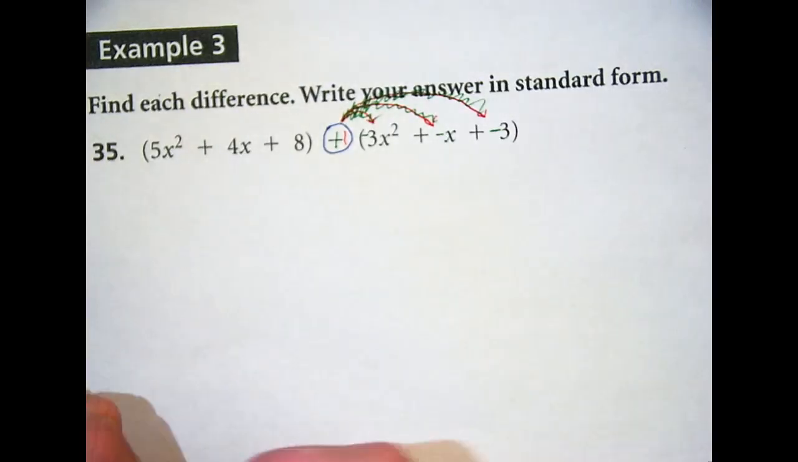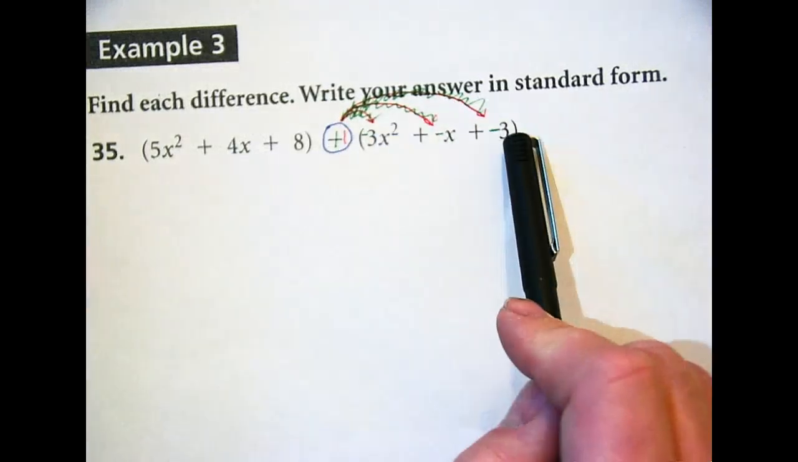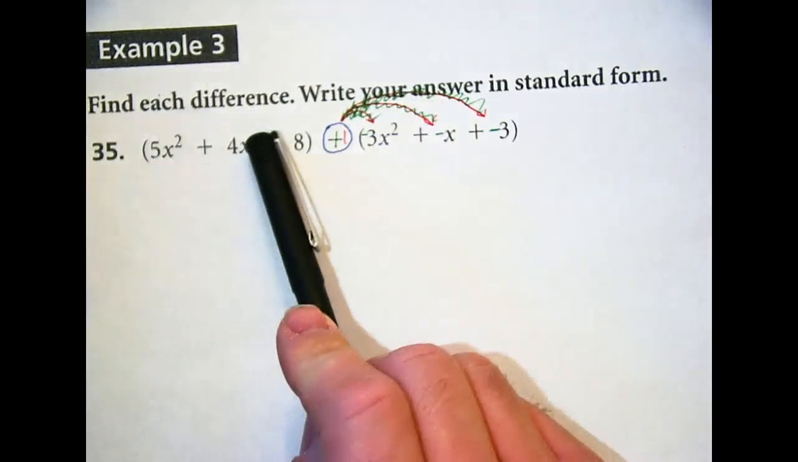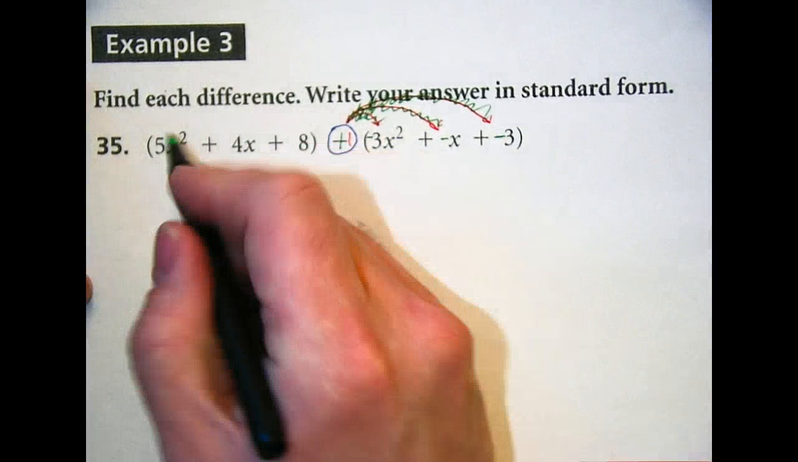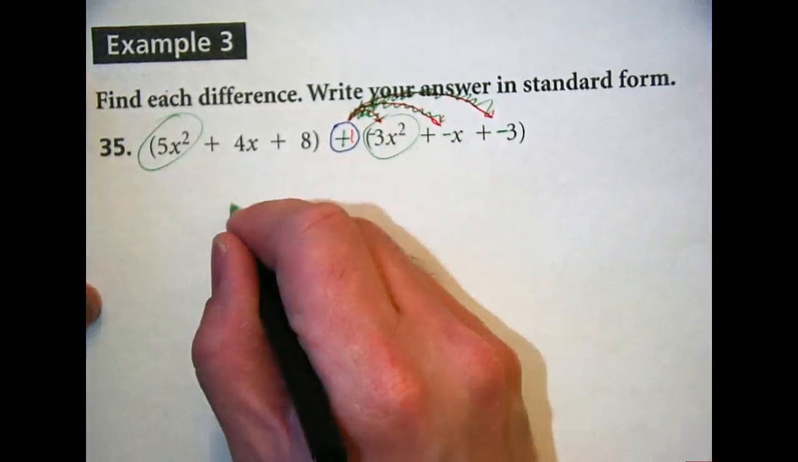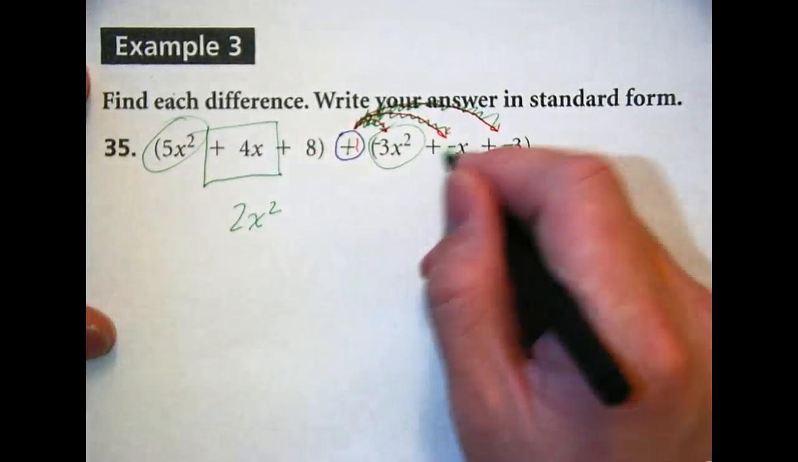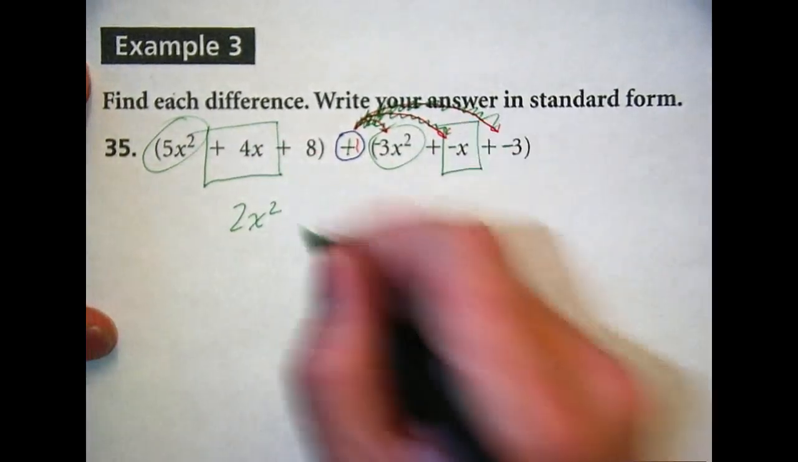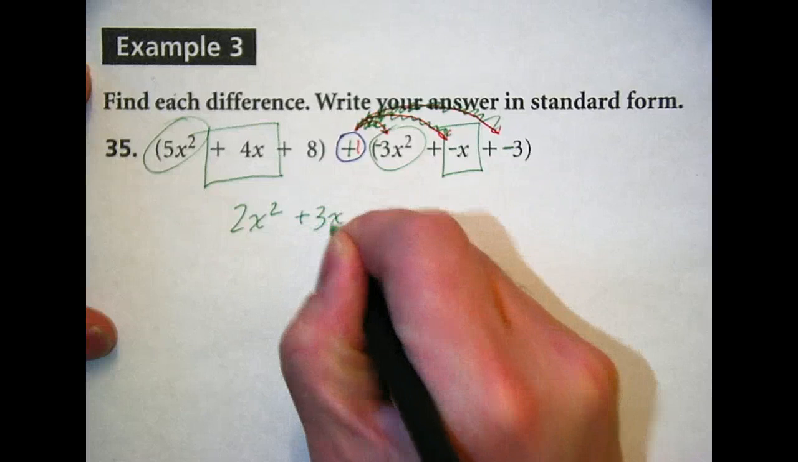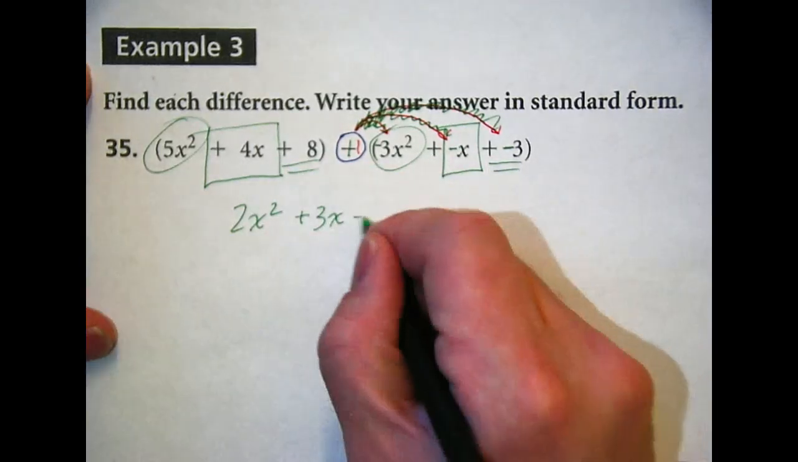Mackenzie? Did you do it on both sides? No, you only do it for the one that it's going right before. You don't do it over here. So from that point, now you could add your x squareds. You have positive 5 and negative 3, or positive 2x squared. And you could add your x's. You have positive 4 and negative 1, so positive 3x. And you can add your constants. Positive 8, negative 3, or positive 5.